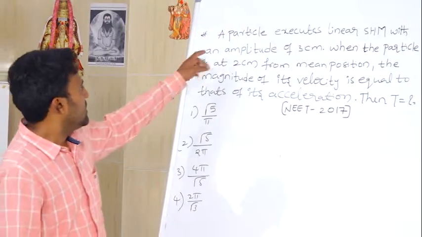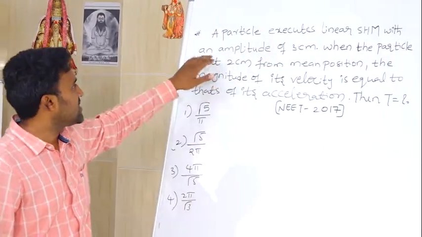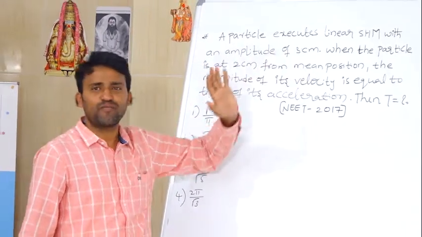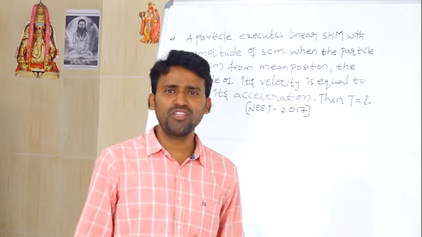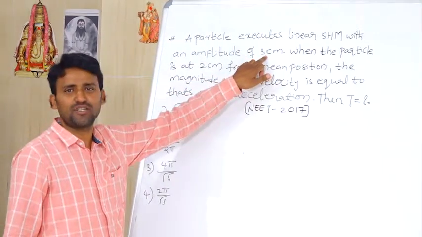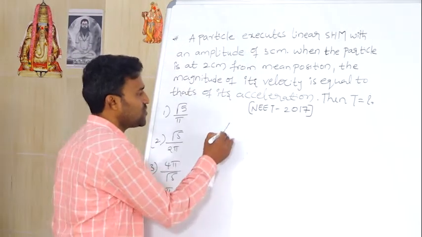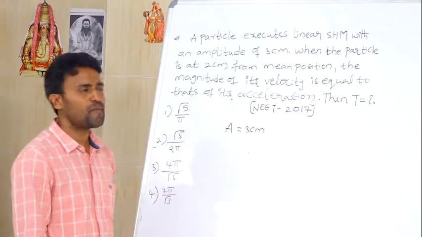Now a particle executes linear simple harmonic motion with an amplitude of 3 cm. Now a particle is executing simple harmonic motion. At that moment it has an amplitude of 3 cm. He gave A is equal to 3 cm. A is equal to 3 cm.